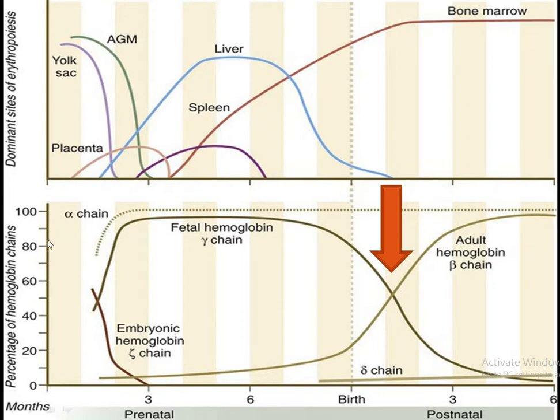You can see at 3 months of the prenatal age, almost, embryonic hemoglobin is changed to the fetal hemoglobin, and after birth, almost at 1.5 months or 2 months, interchange occurs, and at almost postnatal 6 months the fetal hemoglobin is completely changed by adult hemoglobin.